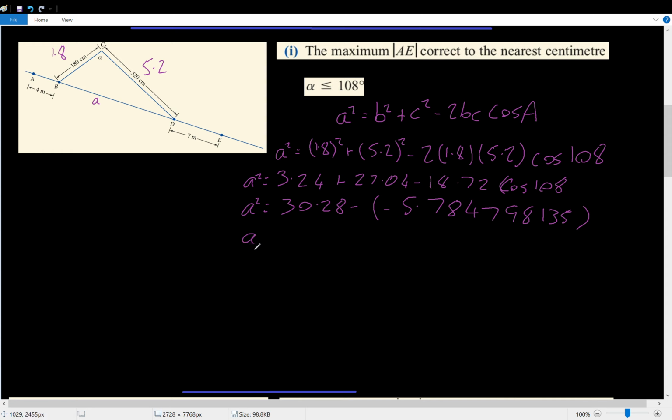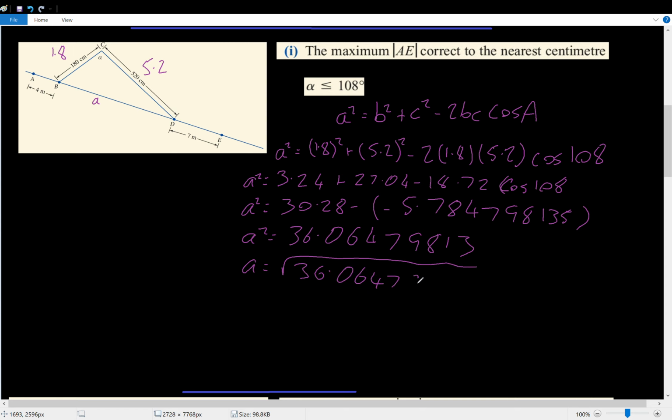So our a squared is going to be equal to 36.06479813, like that, which means a is going to be equal to the square root of that. So a is going to be equal to 6.00539717.